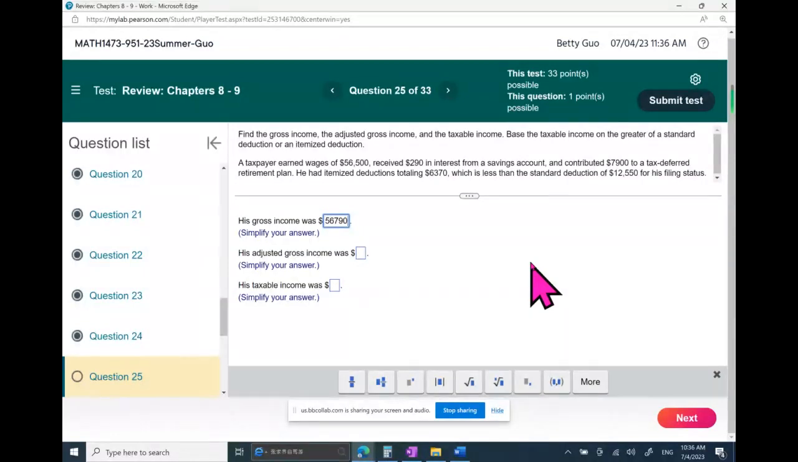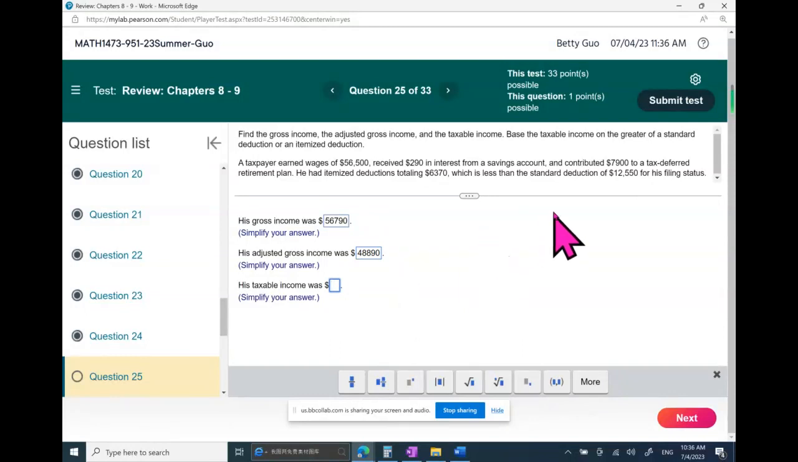56,500 plus 290. Okay, AGI, do we have any adjustment? Yes, he contributed 7,900 to a tax reform retirement plan. So we're going to subtract that from the gross income to have AGI, minus 7,900, which gives 48,890. We are dealing with numbers, so be very, very careful.